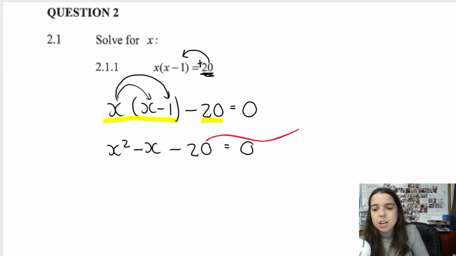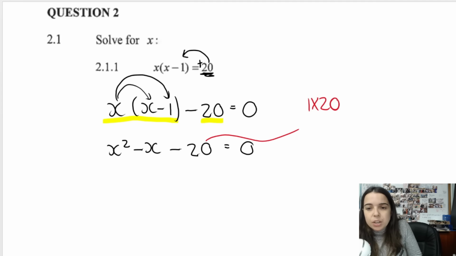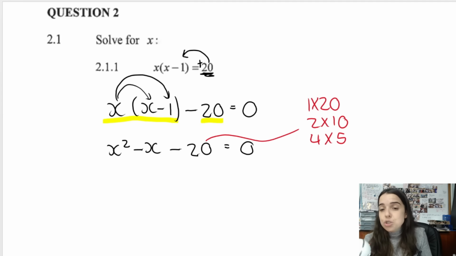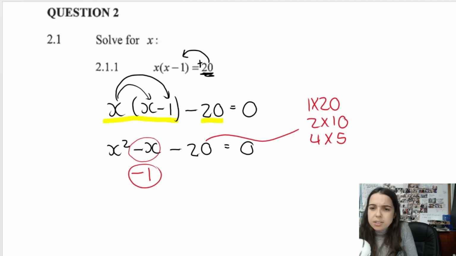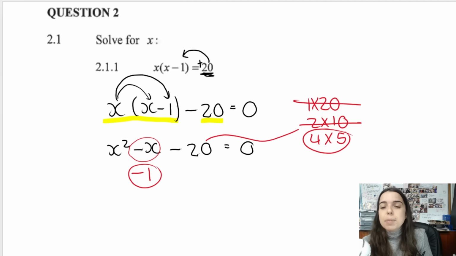Remember earlier I said the way that I do it is factors of 20 or negative 20. So it's 1 times 20, 2 times 10, 4 times 5. We need to choose one that when I add them or subtract them, it's going to give me the middle term, which again is sneaky negative 1. Which of these, if I add or subtract them, would give me a negative 1? Definitely not that one, definitely not that one. It's this one. But now remember, when I add or subtract them, it must give me negative 1.